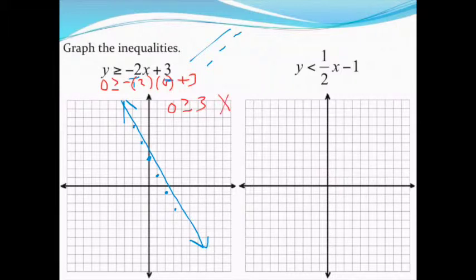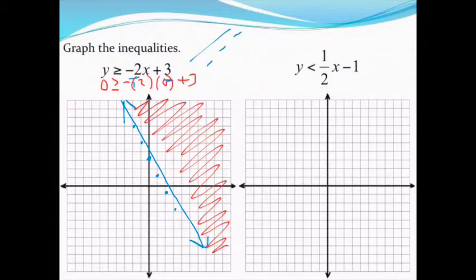That's not true. So what that tells me is I'm not going to shade that side, I'm going to shade the other side of the line. So I would shade all this, meaning all those points also represent solutions. If you plug in your point and you get a true statement, then shade that side of the line. Now that's one method that totally works out just fine.